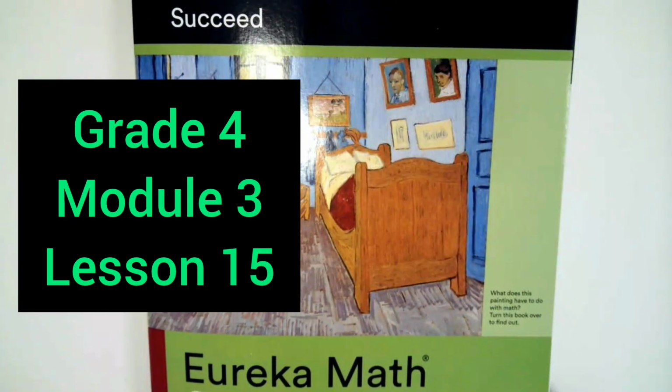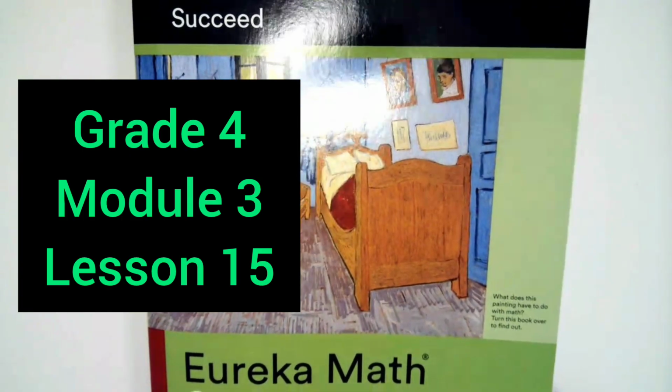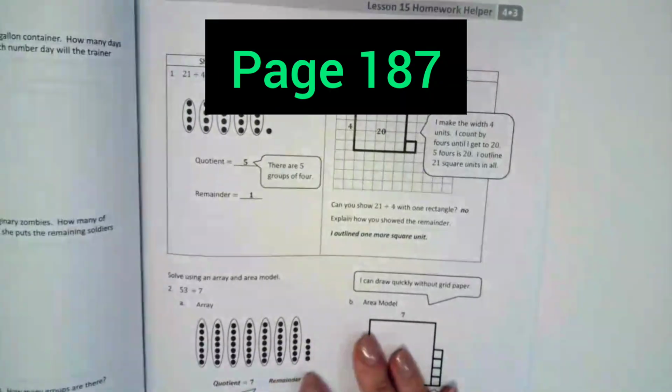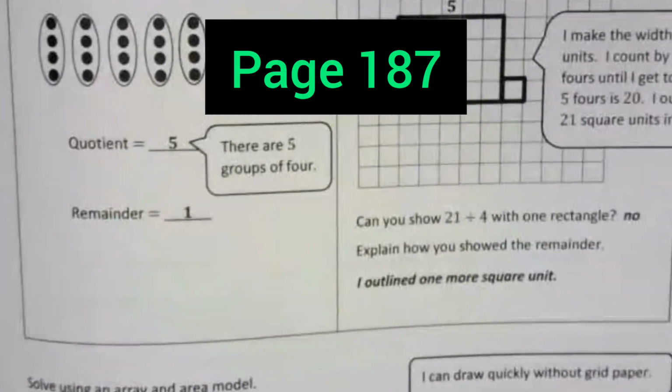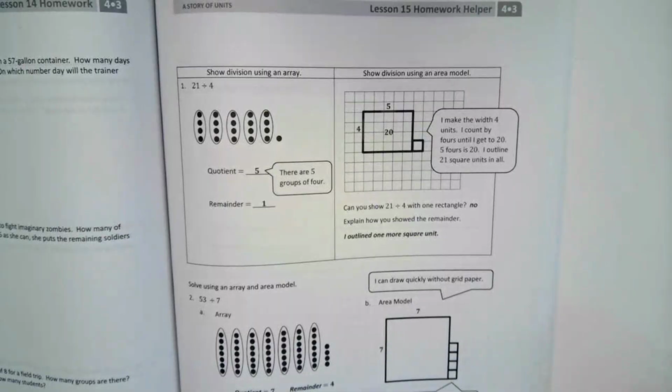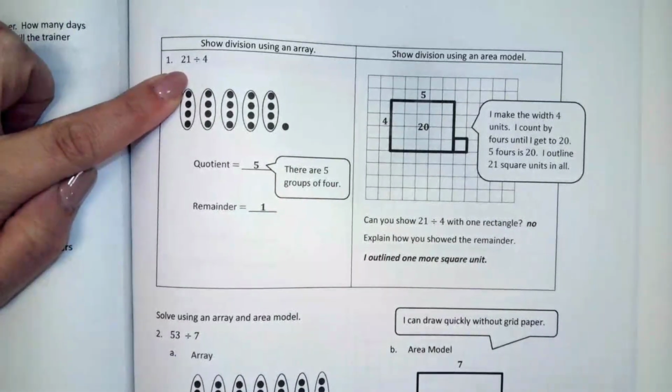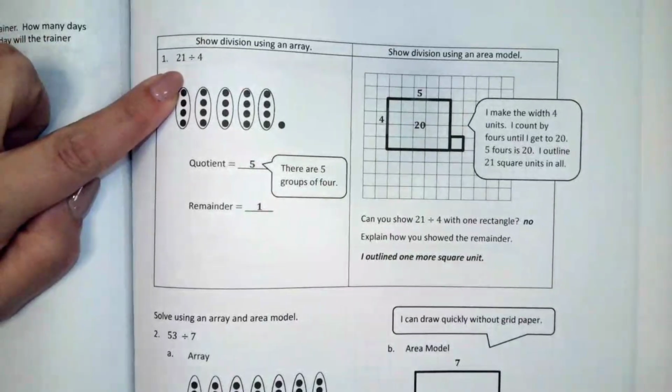Get your Succeed book. Let's open to page 187. We will look at the Lesson 15 homework helper. This example is showing division using an array.